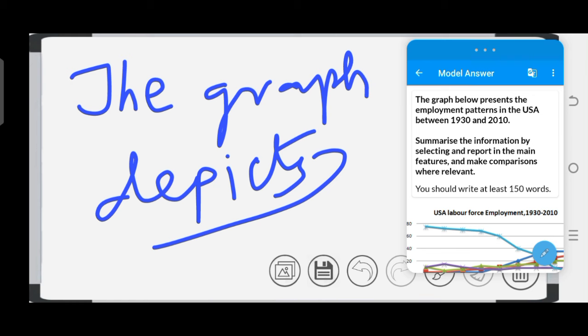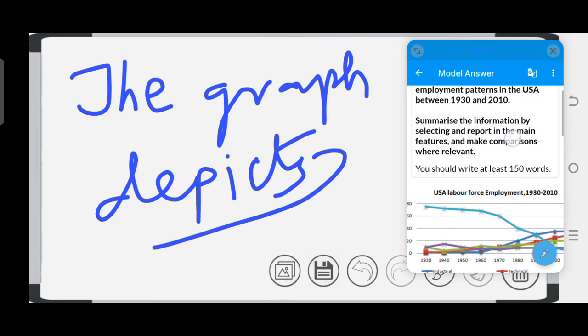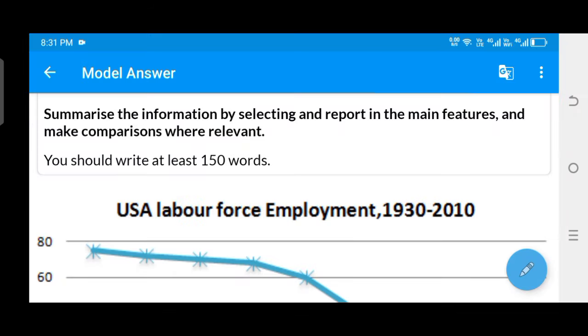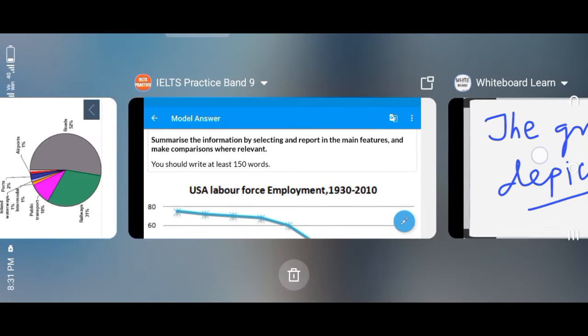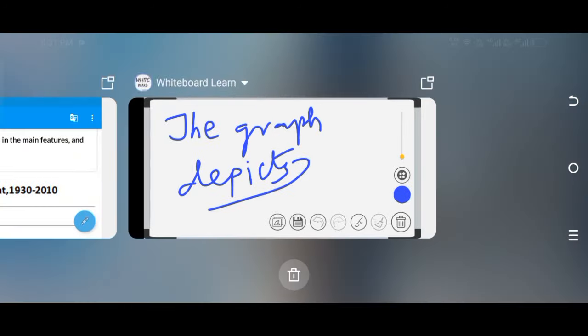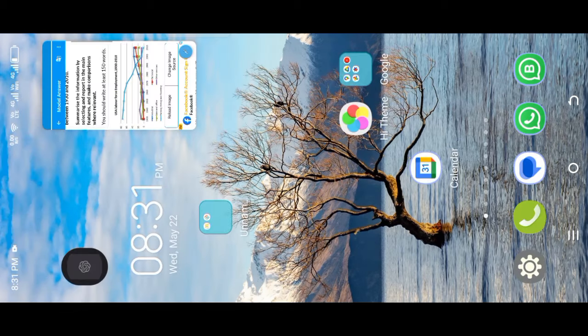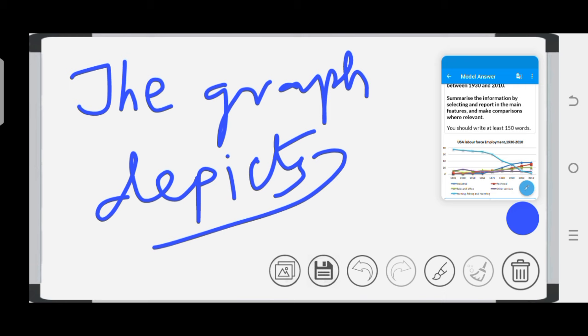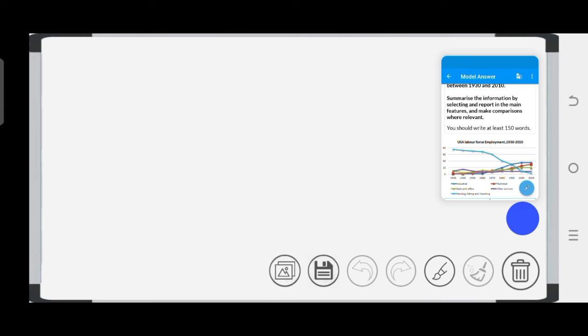That should be your first line when you are writing. This should surely be your first line. So moving on, this should be your first line always.